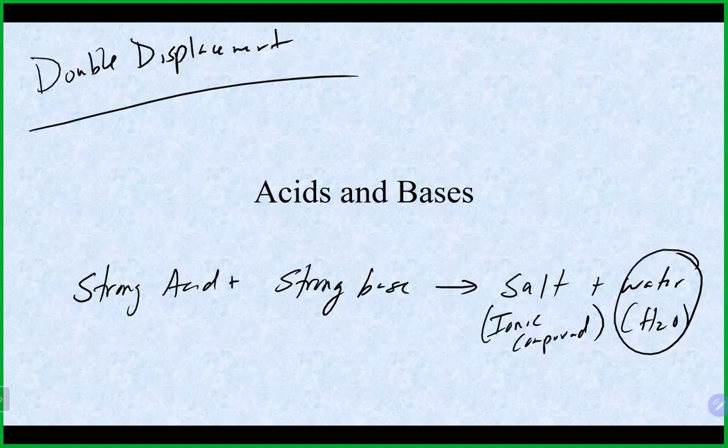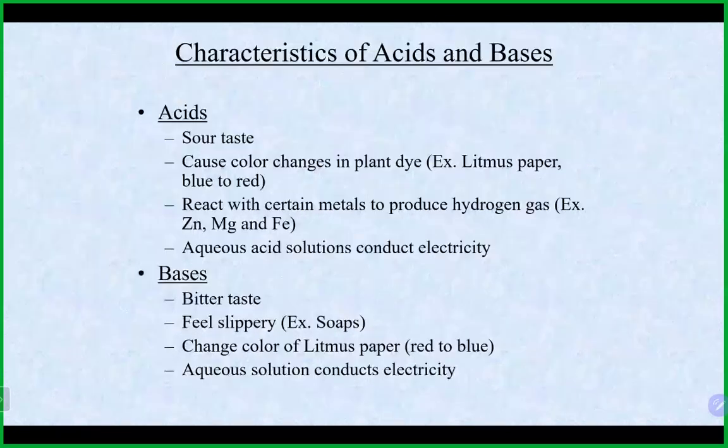So let's talk a little bit about the basics, about what each of these things are, some characteristics of it. An acid has a sour taste. If you use litmus paper, it will turn the litmus paper red.